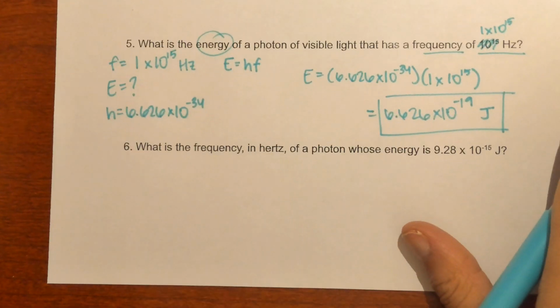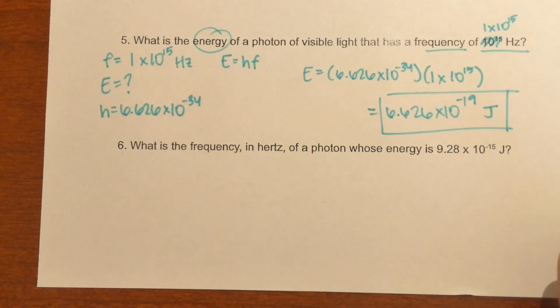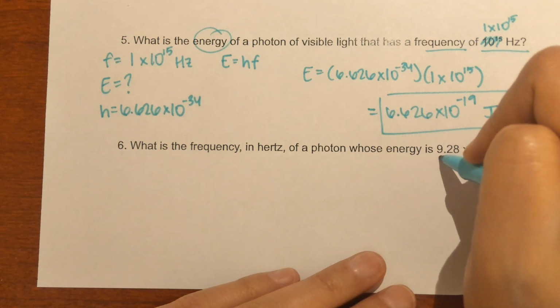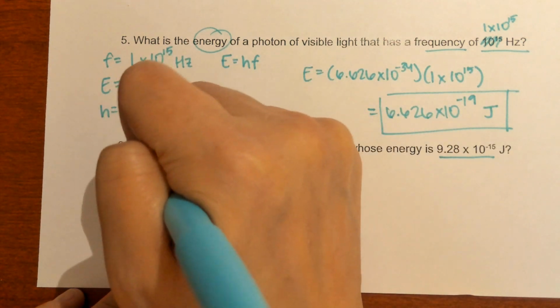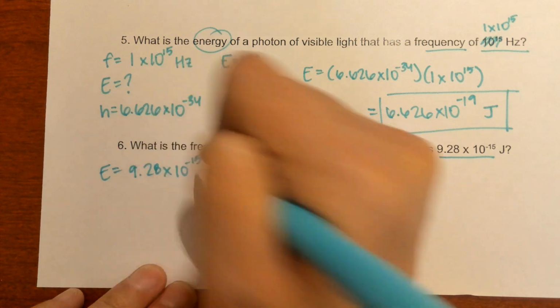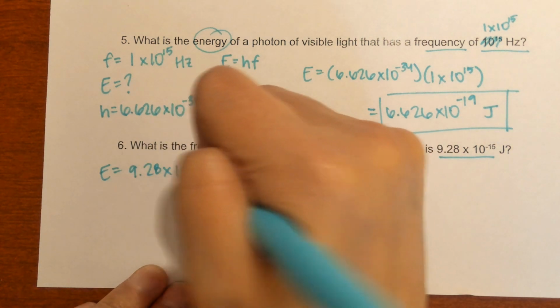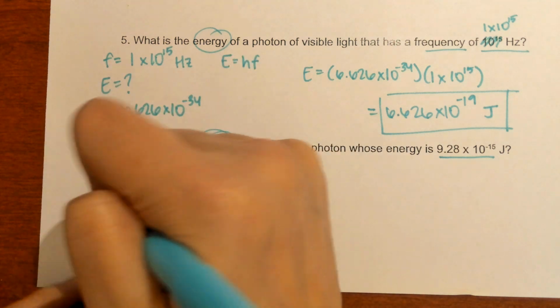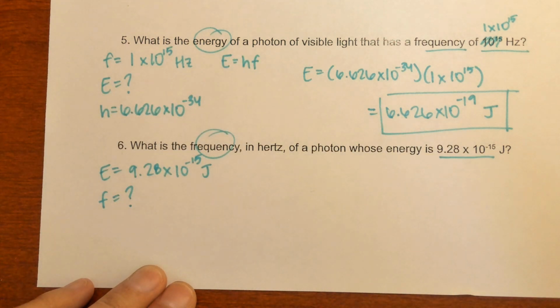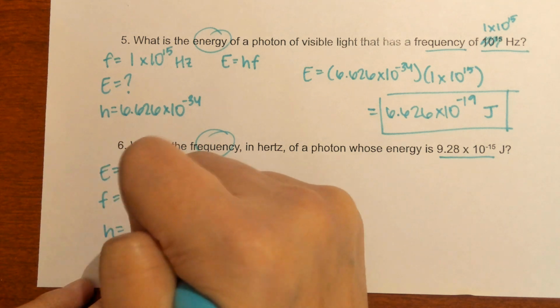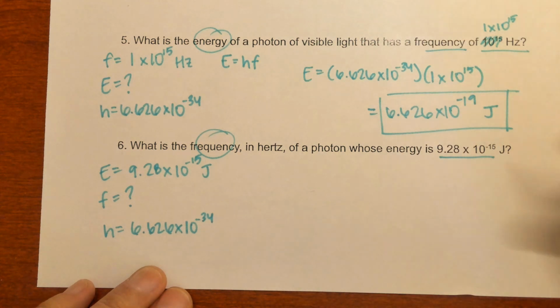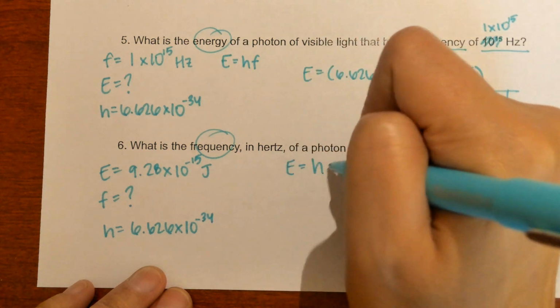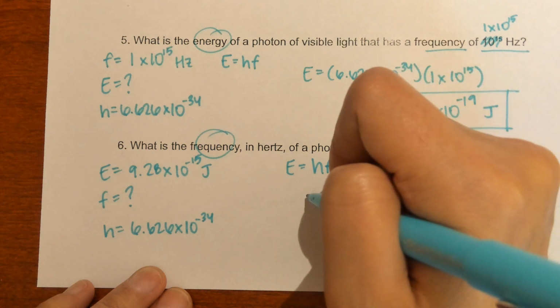Alright, so number 6 now. What is the frequency in hertz of a photon whose energy is that number? So this number here, 9.28 times 10 to the power of negative 15. That is my E. And I am trying to find frequency. And I also have my H, as always. And based on the formulas, we're going to use E equals HF. And we're going to plug this in.